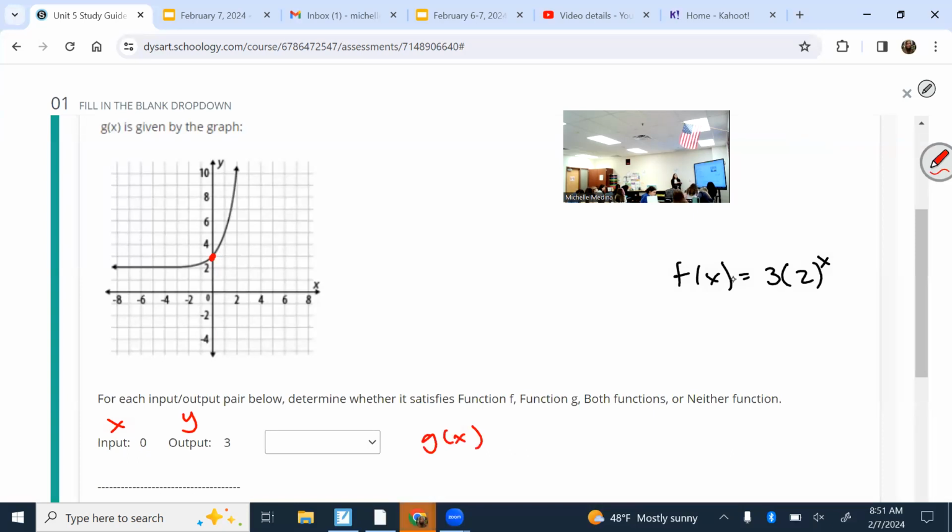We need to see if it also works for f of x. So in that one, we're inputting 0. And we can let the calculator do the rest. I highly recommend checking with the calculator. But I know that anything to the 0 power is what? It's 1, so then 3 times 1 is 3. So this one works for f, for g, for both, or for neither. It works for both, so you have to put both.